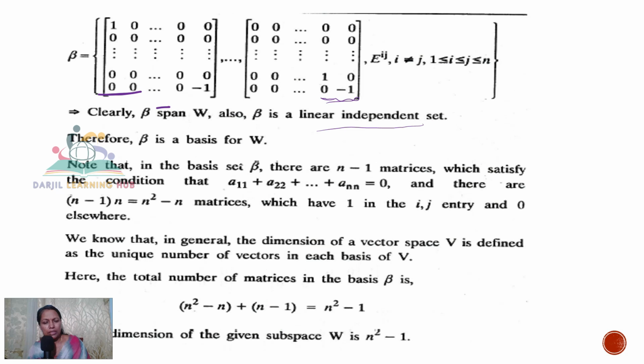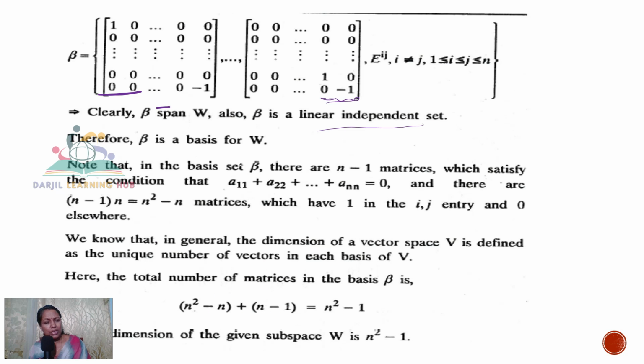We know that in general the dimension of a vector space V is defined as the unique number of vectors in each basis of V. That is a theorem which we have seen. Here the total number of matrices in the basis beta is 1 plus 2 plus etc. up to n, which is n square minus n plus n minus 1. Here n square minus n means (n minus 1) into n, plus n minus 1. These are the total number of matrices in the basis.